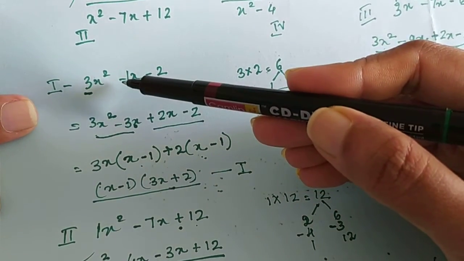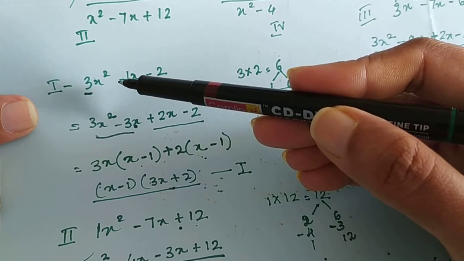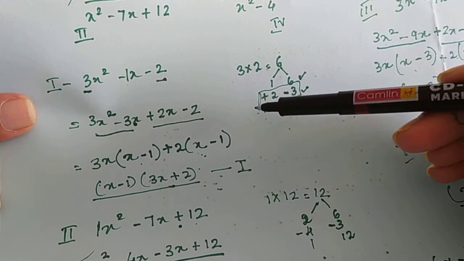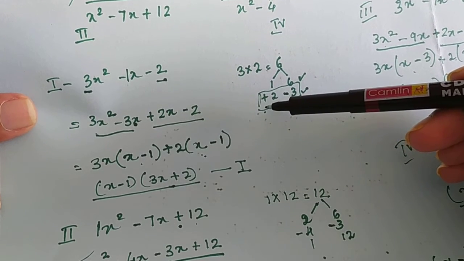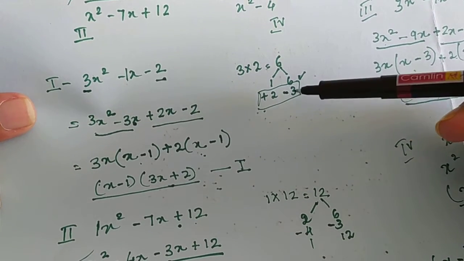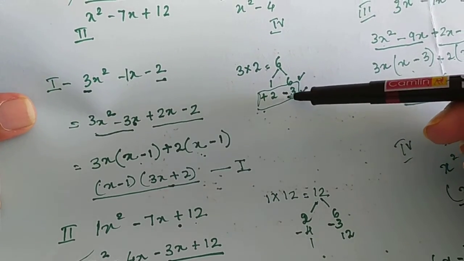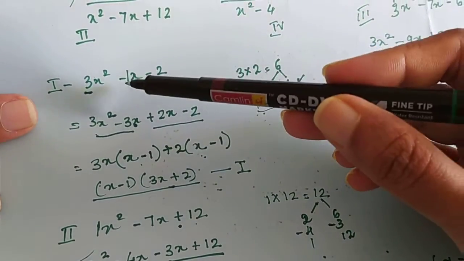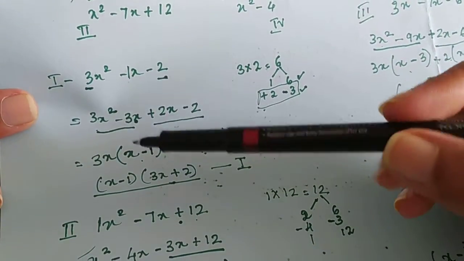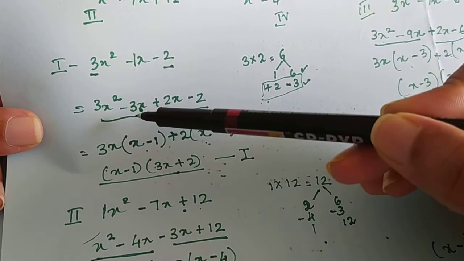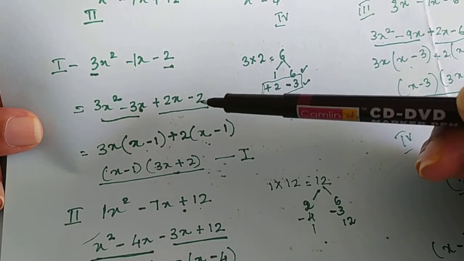Whichever sign is over here, that's the minus sign, that's the sign of the greater number. So minus 3 and this is going to be plus 2. So 3 into 2 is going to be minus 6, and minus 3 plus 2 is minus 1. So we got 2 factors. So 3x square minus 3x plus 2x minus 2.